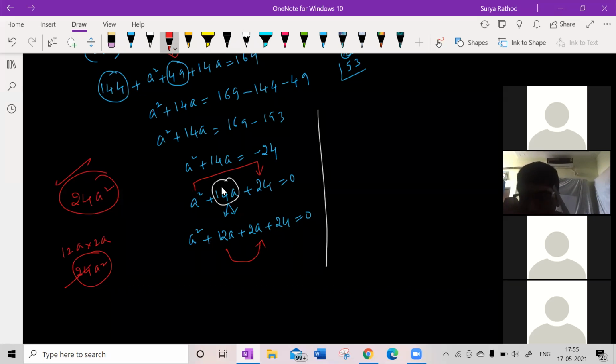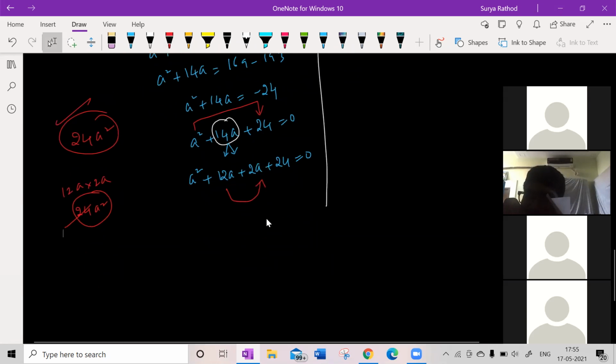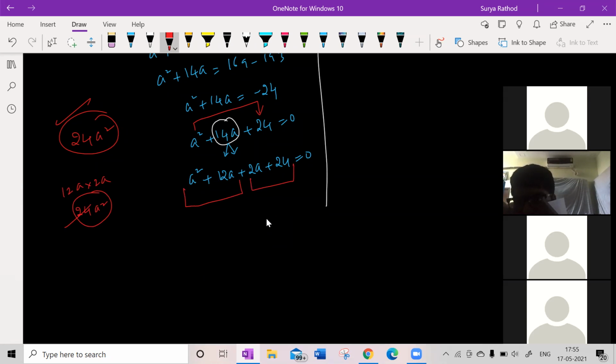So the product of extreme terms is going to give me 24A square, and the product of the middle terms after splitting also is going to give me 24A square. So now my splitting is correct. Now what am I supposed to do? I just convert these first two terms as the first part and the last two terms as the second part.